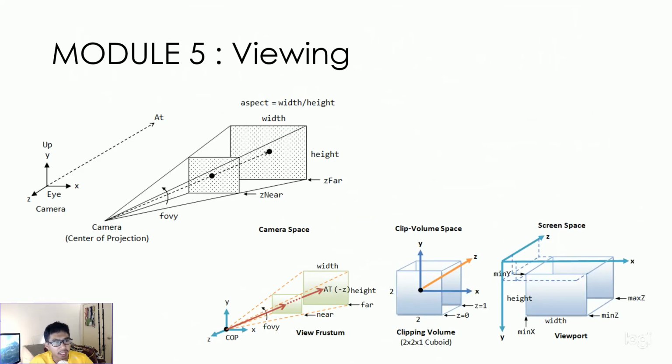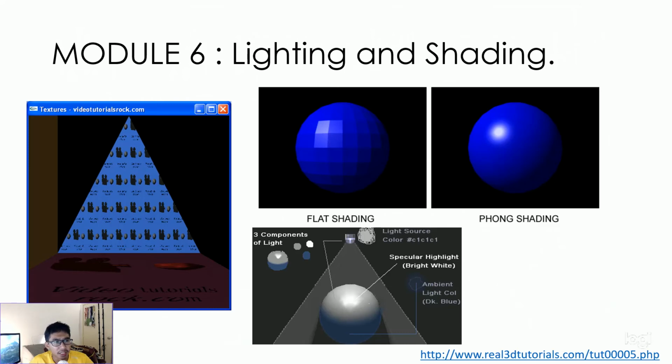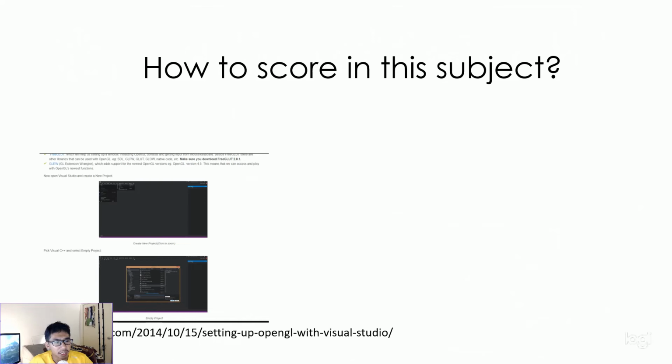And then viewing functions: you are going to learn the theoretical aspects of viewing. Then lighting and shading, some basics and some advanced techniques. But we are not going to look at the details yet right now; we are just sharing with you what we are going to learn. And then how to score in this subject. Of course, you need to install and set up Visual Studio with OpenGL.